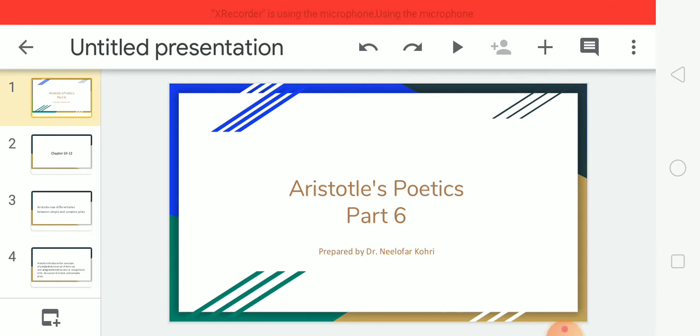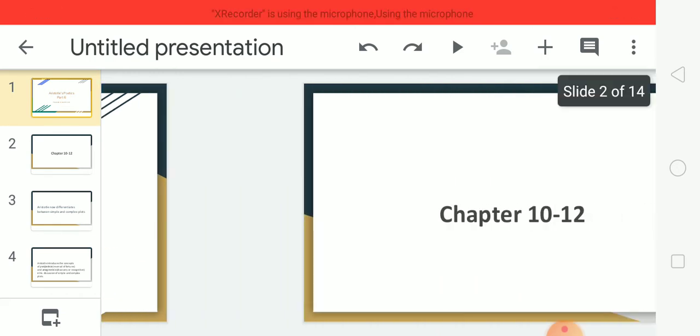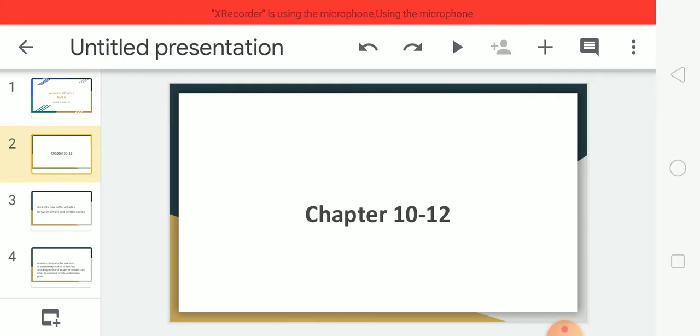We have already discussed 9 chapters of the Poetics. Now we are moving to chapters 10 to 12. So far we have been discussing what is tragedy, what are the elements of tragedy, what are the components of tragedy, and how do they work.